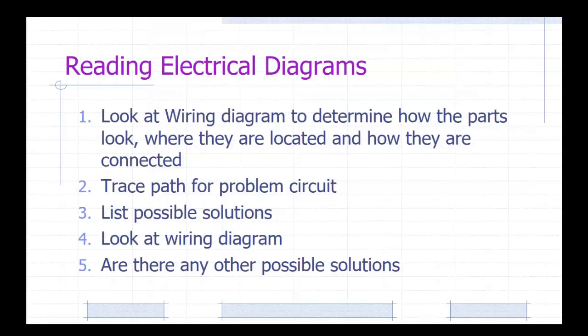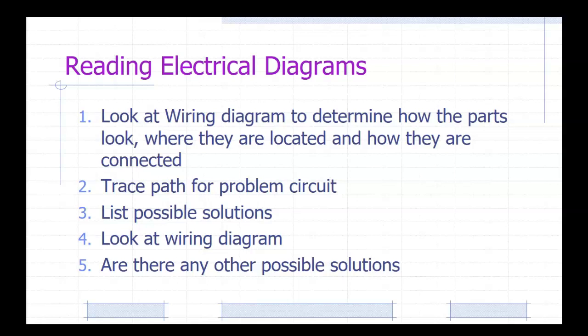So reading electrical diagrams, if you're looking at the wiring diagram, determine how the parts look, where they're located, and how they are connected. First of all, if you're looking at a wiring diagram, you need to make sure it's a wiring diagram and the correct diagram. What do I mean by that? Well, if you've ever been on a construction site, if you've ever seen the book of blueprints people give you with any machine, are all those diagrams wiring diagrams, or do you kind of have to dig for it? You got to dig for it. Make sure you're looking at the right diagram first and foremost.